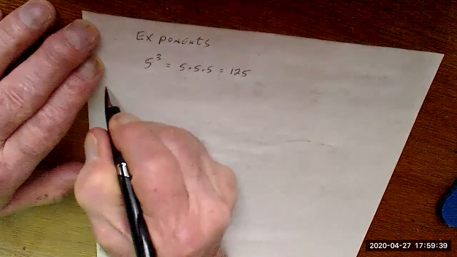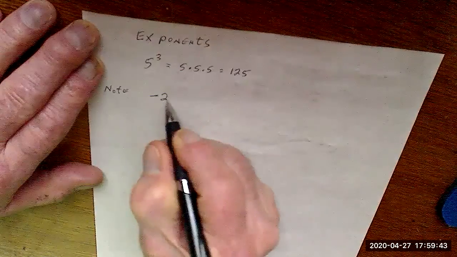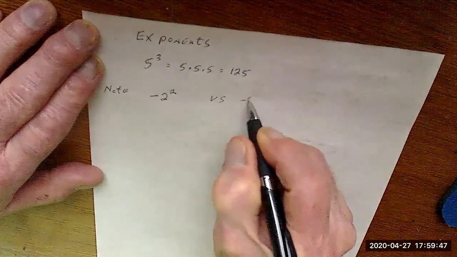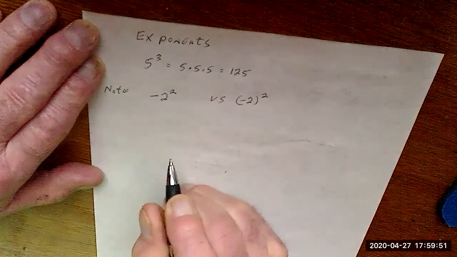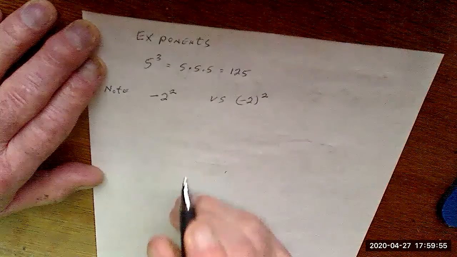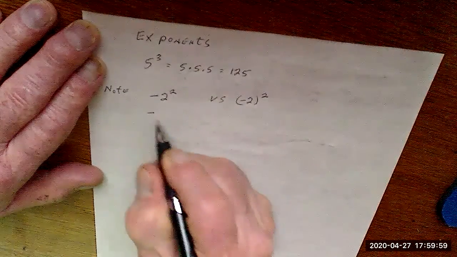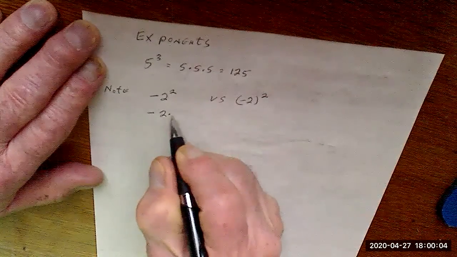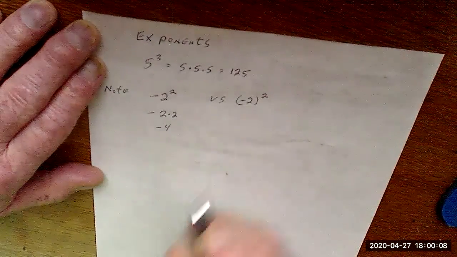Let's compare two problems. -2 raised to the second power versus -2 quantity to the second power. There is a difference. It's the parentheses that makes the difference. The exponent only affects what is touching it to the left. So therefore, in this case, just the 2 is affected by the squaring. So the 2 gets repeated. We have an answer of -4.